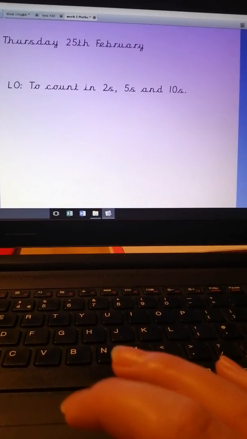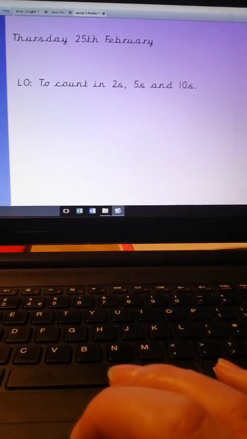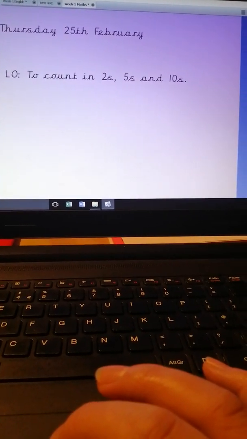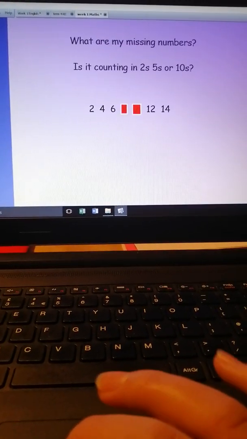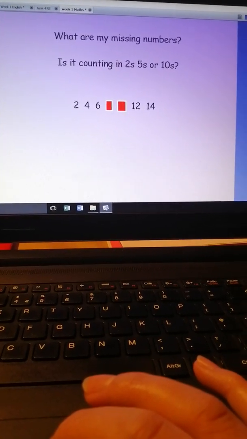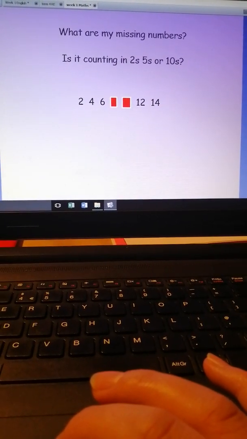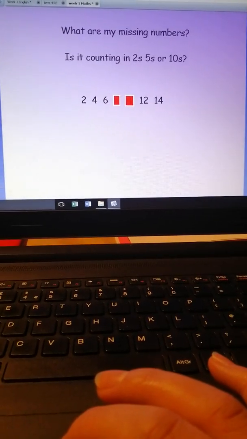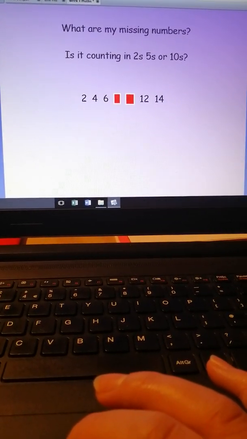Welcome to Maths today. We are going to be counting in 2s, 5s and 10s and using this to find some missing numbers. Let's have a look at the numbers on the screen. First we need to work out if they are counting in 2s, 5s or 10s.